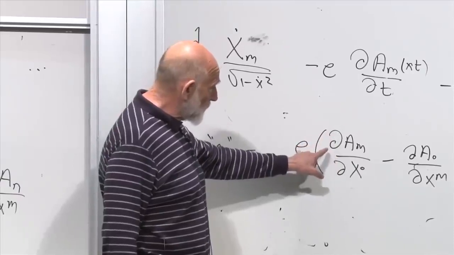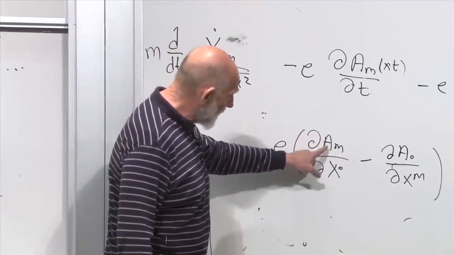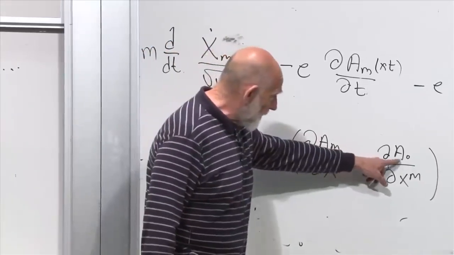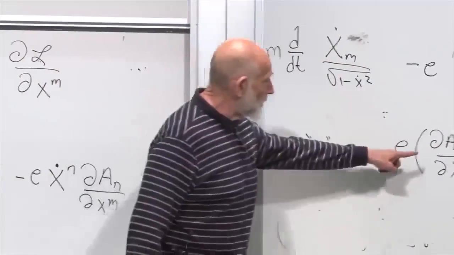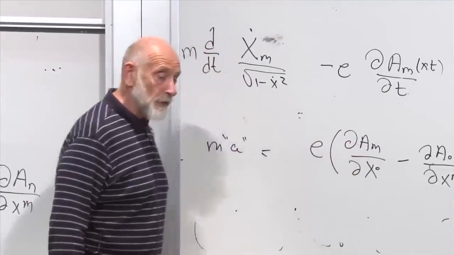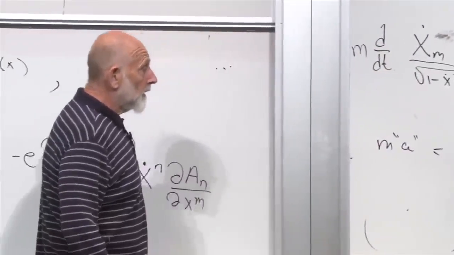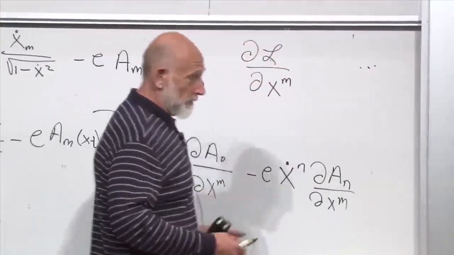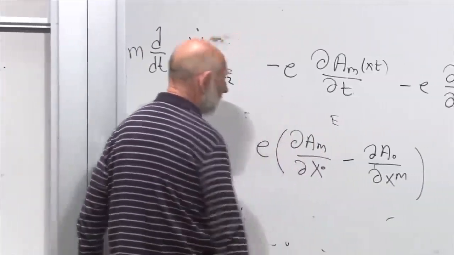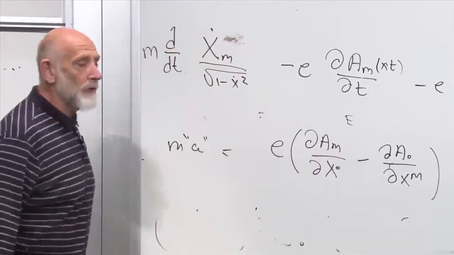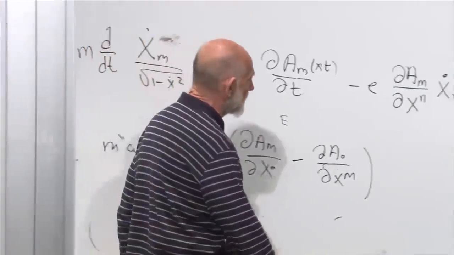And indeed, it is the electric field. The electric field has two terms. One of them is the gradient of the time component, and the other term is the time derivative of the space component. All right, so that's one thing. We will later see that this falls nicely into place as the electric field. Now, what about the terms involving velocity? Let's get them.